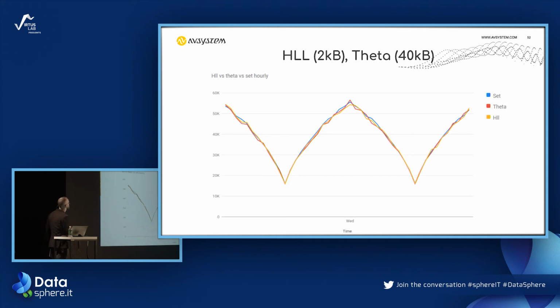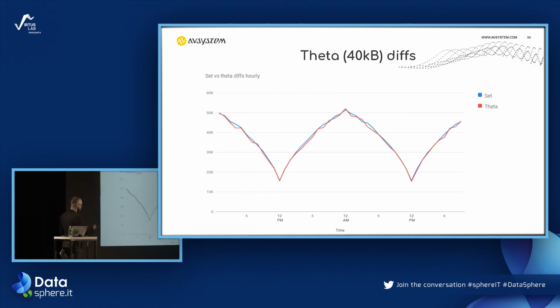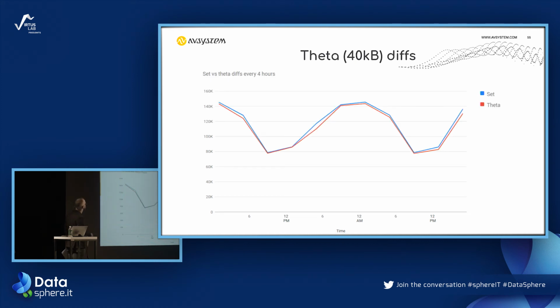Distinct count, hourly: you see, the blue line is exact values, red is Theta, and yellow is HyperLogLog. Every 4 hours. Okay, this is set differences, and a comparison where the blue line is exact values and red is the estimate from Theta. And the same for every 4 hours.